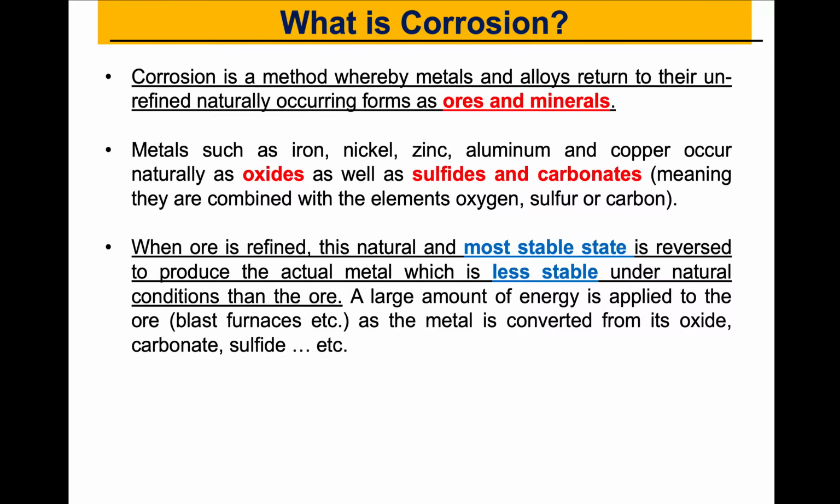And if you remember from thermodynamics, materials are systems. They want to be in their lowest energy state. When we process ores and oxides, sulfides, and carbonates, we give them energy in blast furnaces to become the metal that we want. This is an unstable state, and under certain conditions, the metal wants to go back to its natural stable state, where it has the least amount of energy, which is the oxide, the carbonate, and the sulfide.